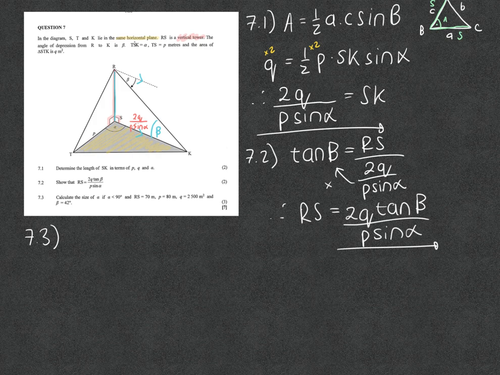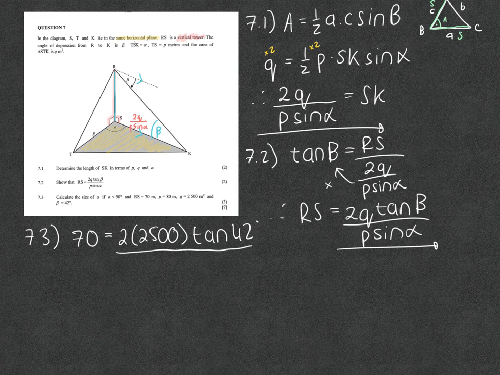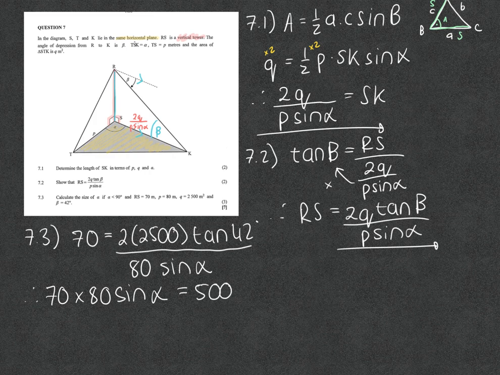So RS is going to be 70. Q is 2,500, so 2 times 2,500, tan of 42, which is beta, all over P, which is 80, sine of alpha, which is what I'm trying to solve for. Okay, so let's bring that 80 sine alpha up. So we're going to say 70 is going to times by the 80 sine alpha, which equals 5,000 tan of 42. 70 times 80 is 5,600.